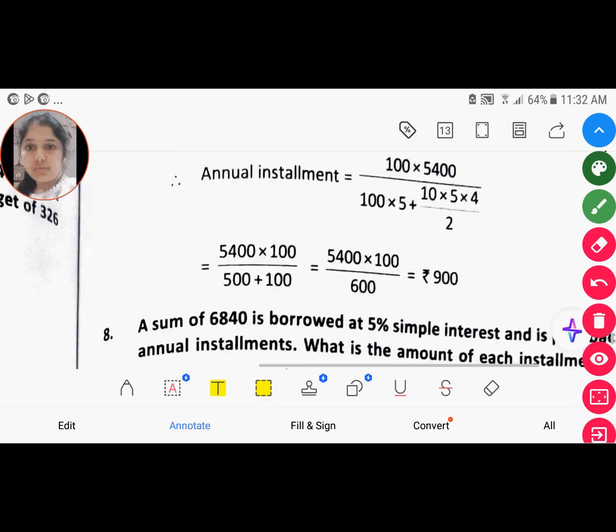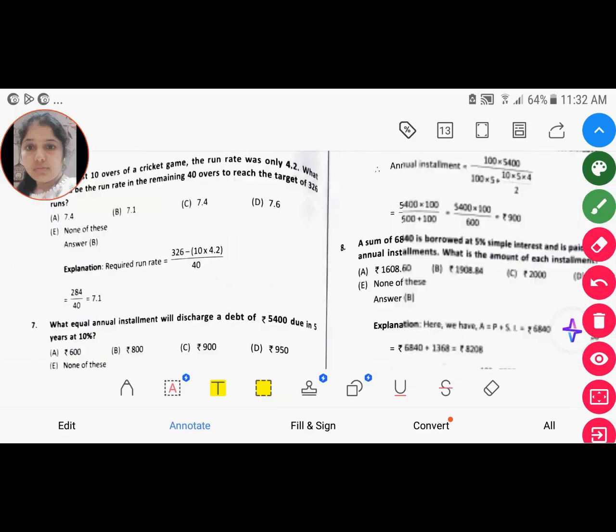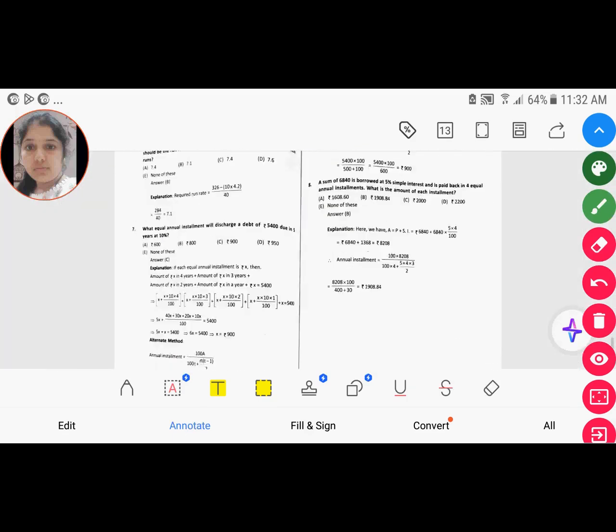Okay, now we will solve the sum directly.